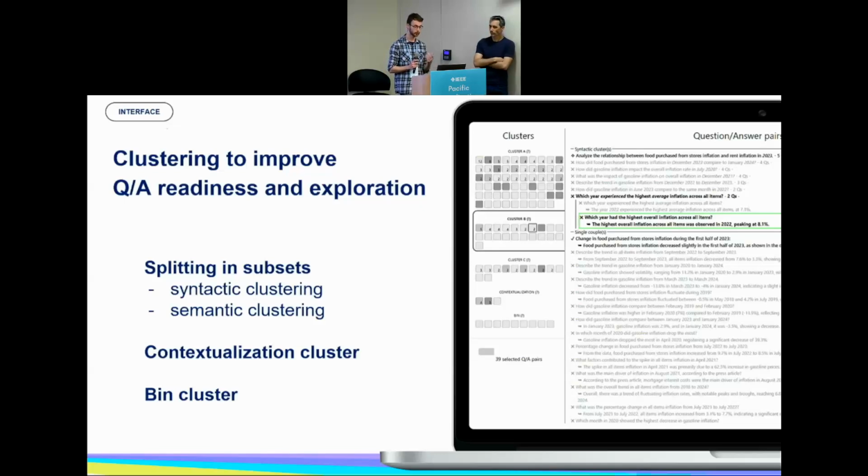There is also a contextualization section that groups all QA that are not directly linked with the data visualization or the press article. And finally, we have a bin cluster that groups all QA for which we don't have any information to answer the question.